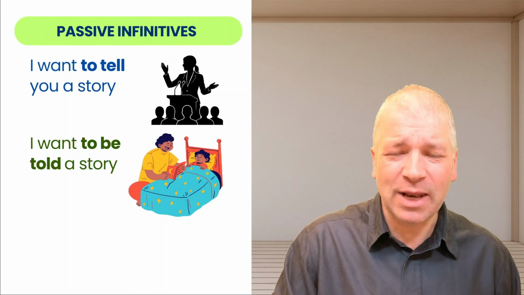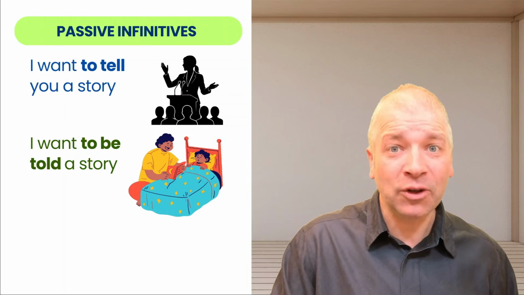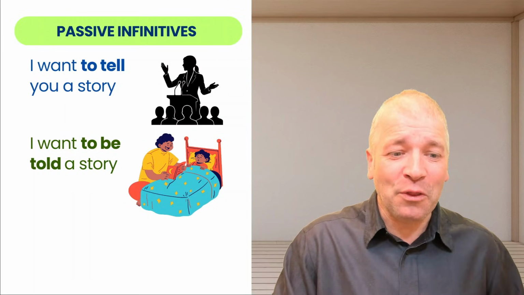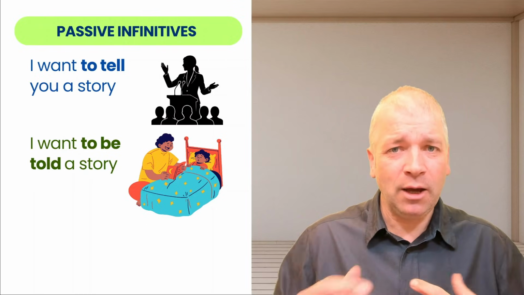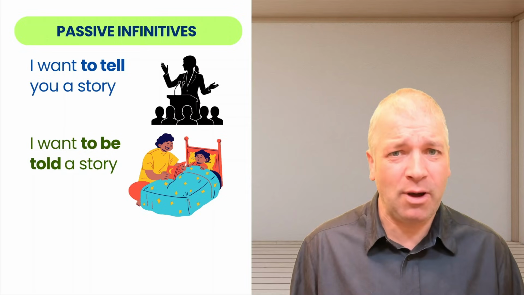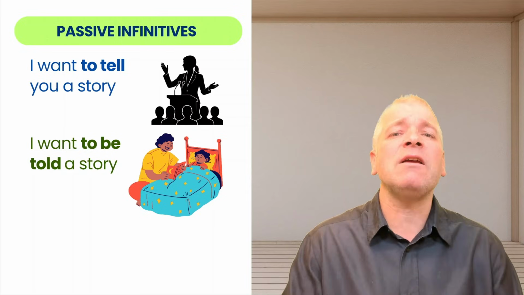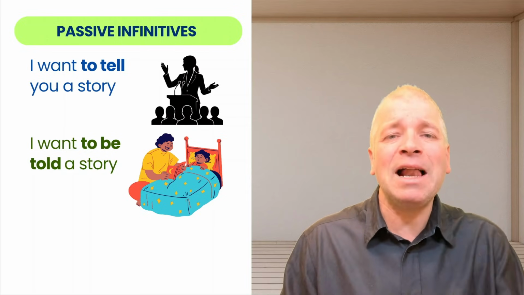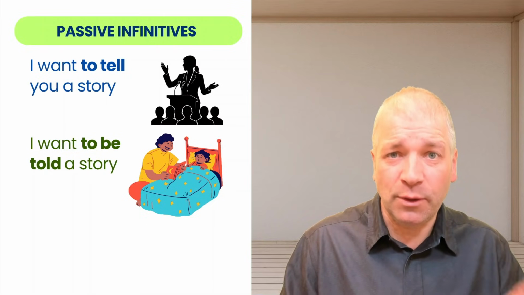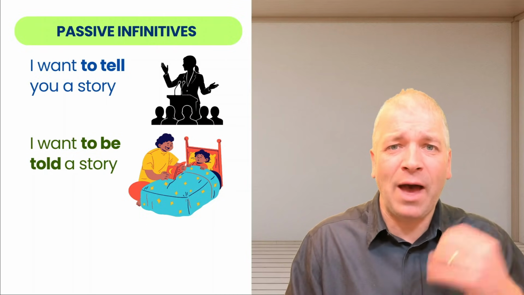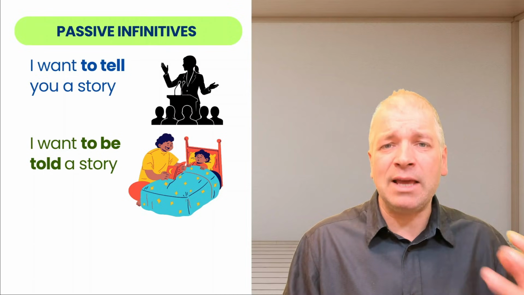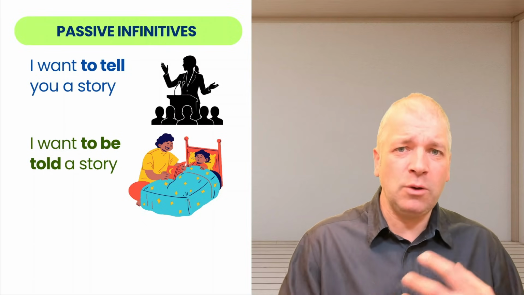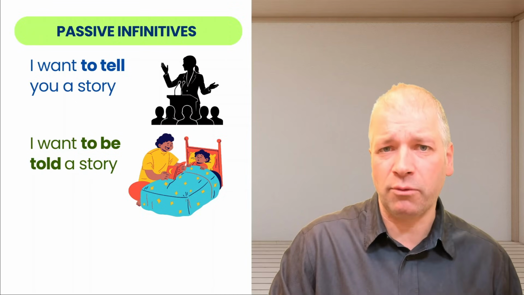Now compare that to the next example, where a child tells their father, I want to be told a story. Here, the child is I, but the child is not telling the story this time. The child wants to receive the story. They want someone else to tell the story. So in the first example, I is the actor, the person telling the story. And in the second one, I is the receiver, the person who hears the story, who receives the story.